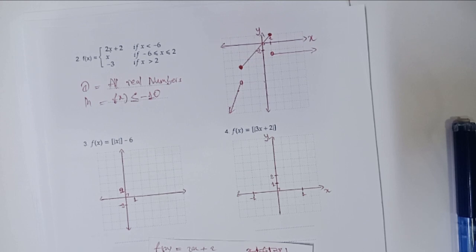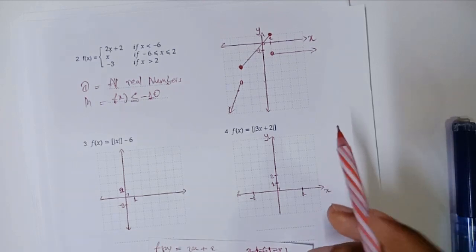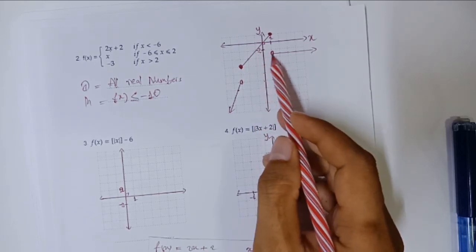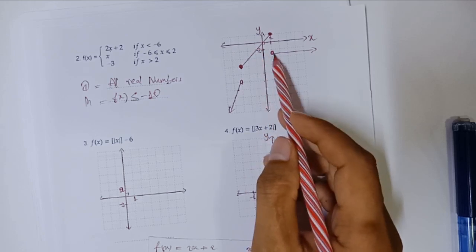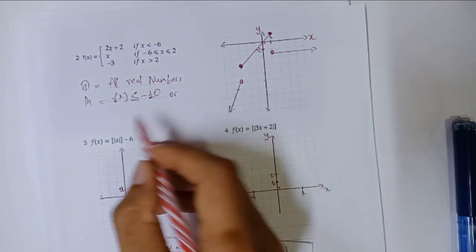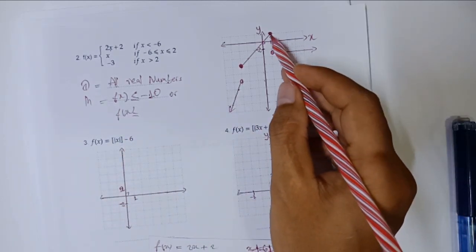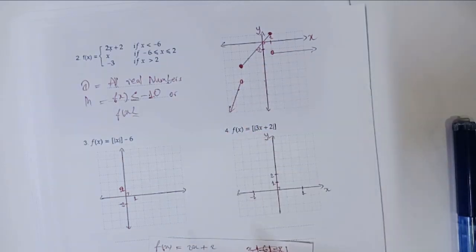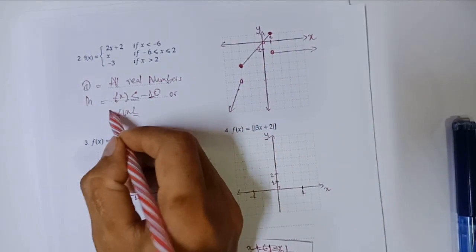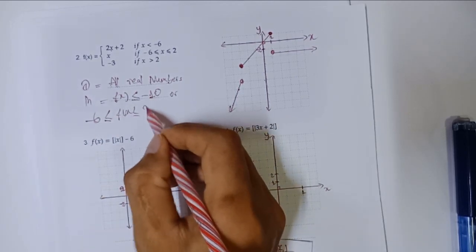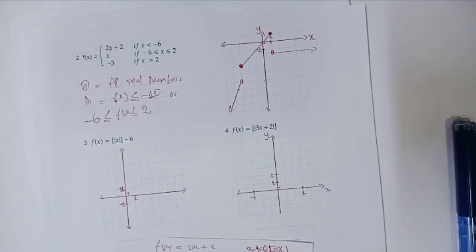and 2. -6 and 2, yes, in between this. Or f of x in between -6 and 2. I think that's it for the range.